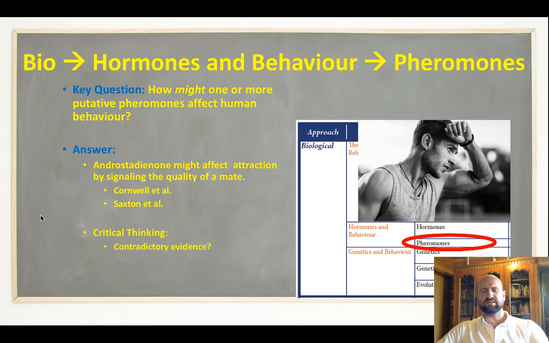Critical thinking, is there contradictory evidence? And other explanations. So if we're looking at attraction, we're not just these beings that are dictated by chemicals, but the way that we think and our cultural upbringing might affect who we're attracted to and how we feel about someone else, and always limitations of the studies.